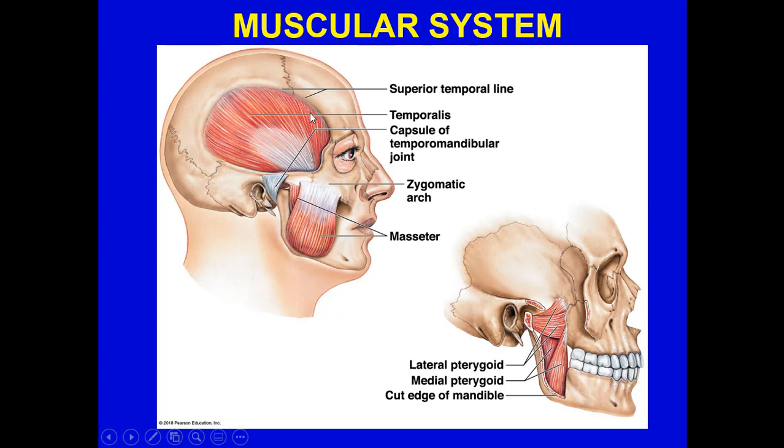You will notice that you have a superior temporal line here. This is really where this muscle is directly attached to the bone. This is more the aponeurosis. And you also notice the capsule here of the temporomandibular joint.